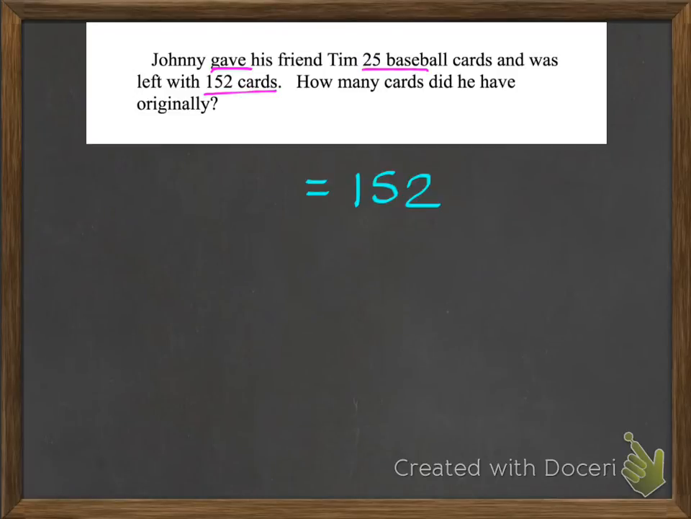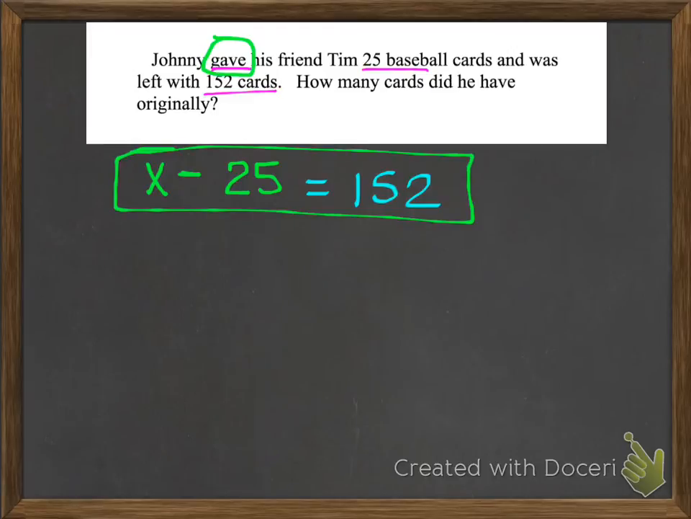So for you to find the original amount, we'll say it's X, you would have to take X, which was the original, and subtract 25. The reason we know it's a subtraction problem is because of that word gave. So now you've come up with the first part of your problem. This would go on the first line.